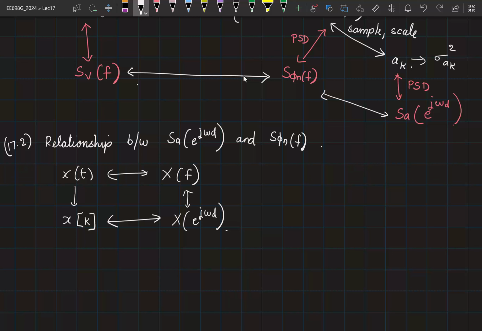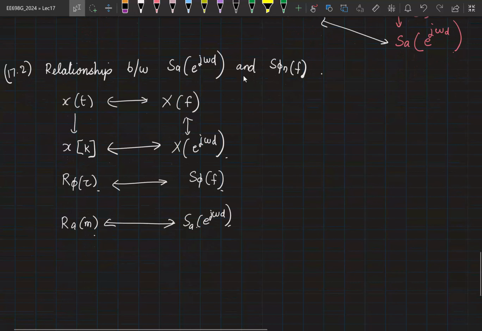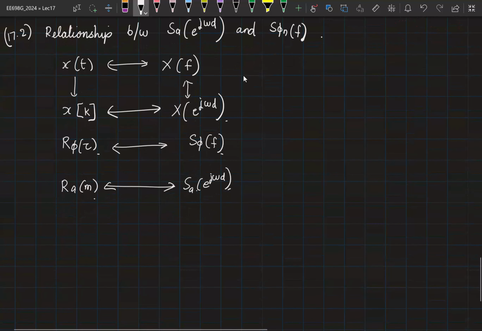Now the thing is, the Fourier transform that you are taking is for the autocorrelation function. So R phi of tau is getting sampled and scaled to get R A of m. You take Fourier transform of this, you get S phi of f. You take the DFT of this, you get x of e power j omega d. So how would you relate this is basically the question. And the result is there in my last year's lecture, so if you want to verify, you can look at that.